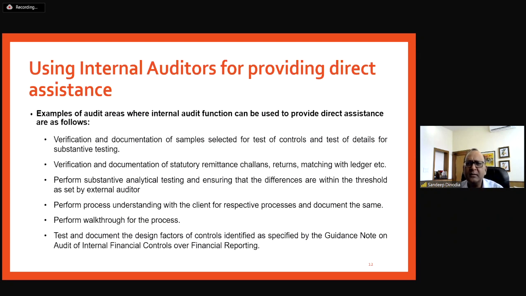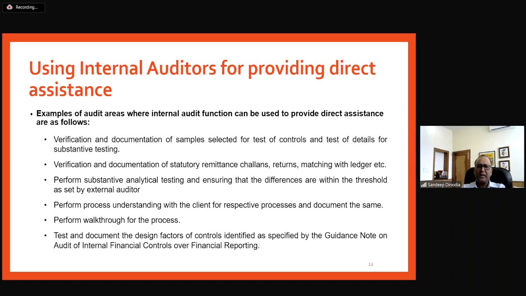Some examples of areas where the internal audit function can be used to provide direct assistance are verification and documentation of samples selected for test of controls and test of details for substantive testing. So when you select a sample, you can ask the internal auditor to assist you in testing the controls and details for those samples. Verification and documentation of statutory remittance, challans, returns, matching with ledgers, statutory compliance, PF, ESI, GST, etc. We can ask them to verify the challans, payments, etc.